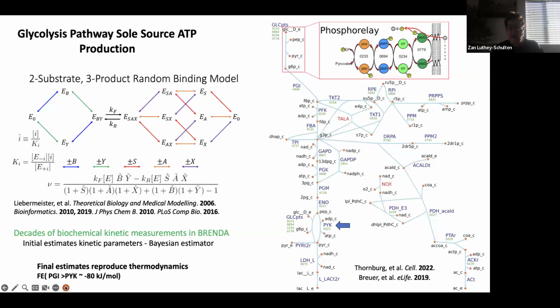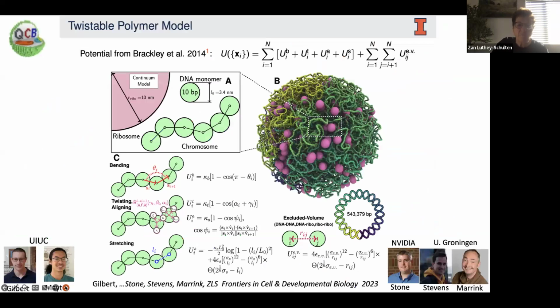And as I say, we would be nowhere with making a kinetic model without a lot of these kinetic parameters being made available. Now, here's our newest DNA model. We're really happy with it. It's a beads on a string, and each bead stands for 10 base pairs.